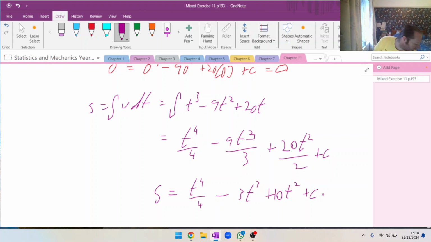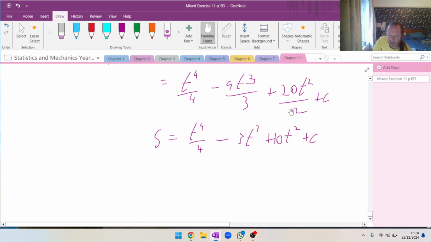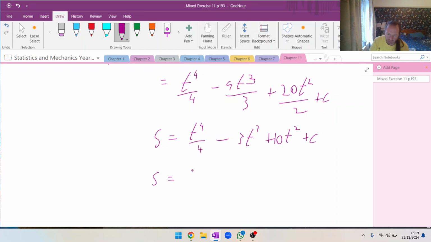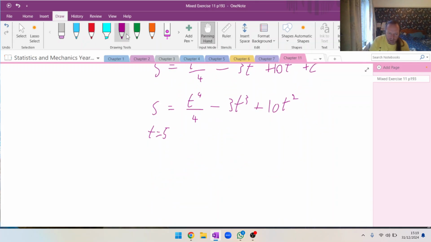What do we have in our initial conditions? We know again that it has travelled 0 distance for 0 time. So when we substitute 0 into all of these t's, we just get c equal to 0. So we've now got a distance formula, plus what looks like hot there, but it's actually 10t squared. And they wanted to know the distance when t was equal to 5, or the distance after 5 seconds.